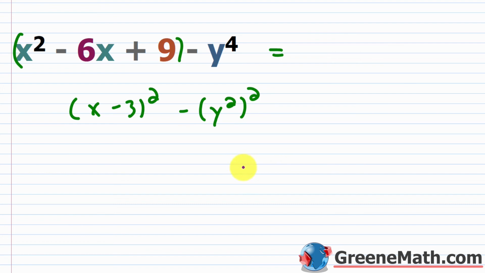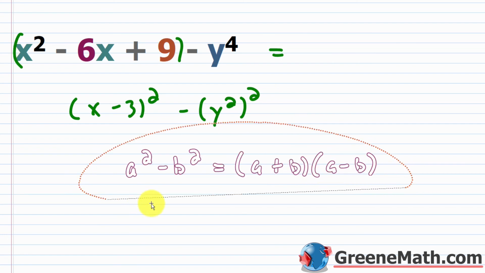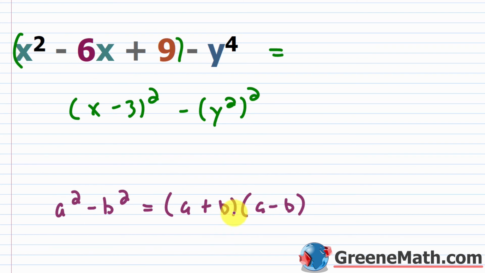We have the difference of squares. If you have a squared minus b squared, this is the quantity a plus b times the quantity a minus b. So we're just going to match things up and plug in. That's all you need to do.